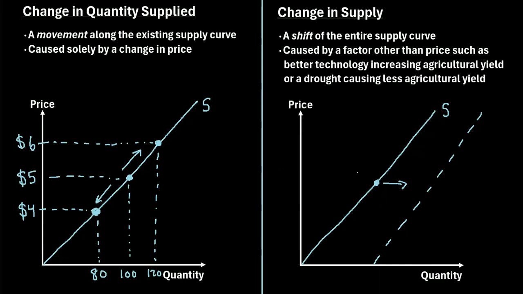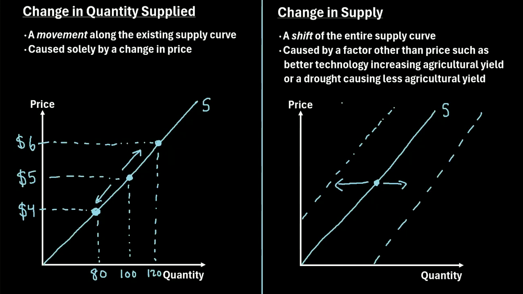But now consider a scenario where there is a drought. So there's a lack of rain or a lack of water resources. And let's say that causes a lower agricultural yield. So there are fewer apples that are being produced. What this does is it shifts the entire supply curve to the left. So this would be our new supply curve.